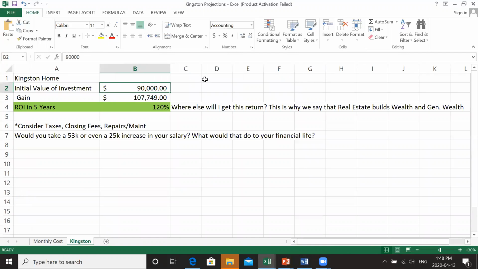Now, again, my initial investment was $90,000. It wasn't the purchase price of $450,000 because I financed 80% of the value. In 5 years, my gain was $107,749. That means my return on investment in 5 years was 120%. Again, these are phenomenal numbers, and these are truly, truly attainable in real estate.